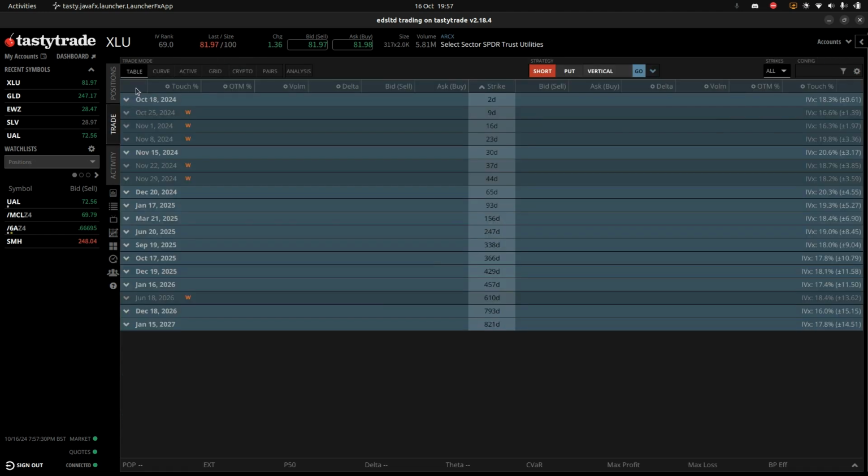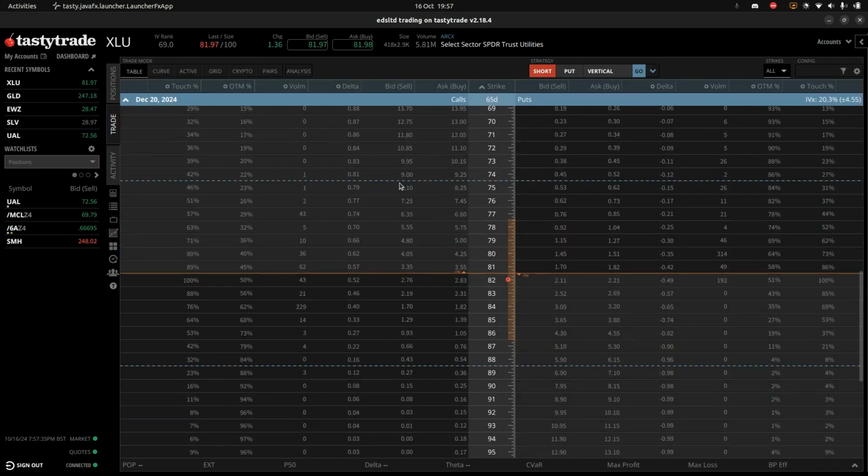So if you have a look at XLU, of course, we can just go straight to the December 20th expiration, and now we are presented with the options chain. This horizontal orange bar shows you where price currently is, and the vertical bar shows you what the expected move is of XLU over the next 65 days. So we want a high probability of success.